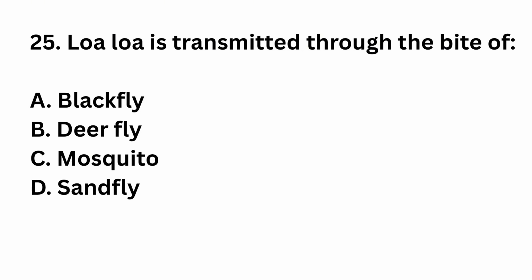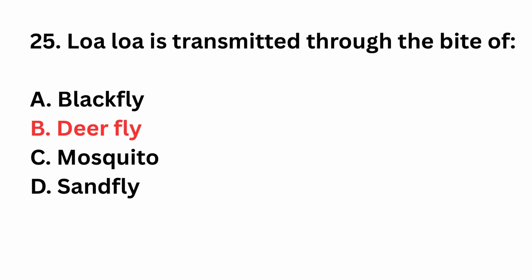Question number 25. Loa is transmitted through the bite of black fly, deer fly, mosquito, sandfly. The right answer is option B, deer fly. Chrysops, that is deer flies, transmit Loa. Adult worms migrate under the skin and conjunctiva.